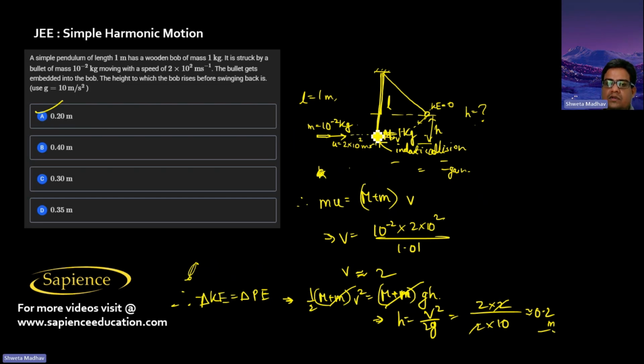So it means that after the collision we can conserve the energy, but before the collision takes place and after the collision takes place, we cannot conserve the energy, since during the inelastic collision, some kinetic energy loss will take place.